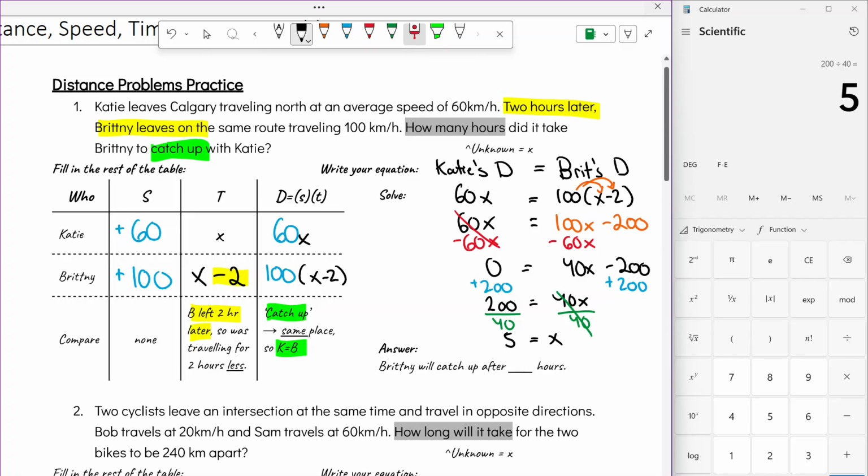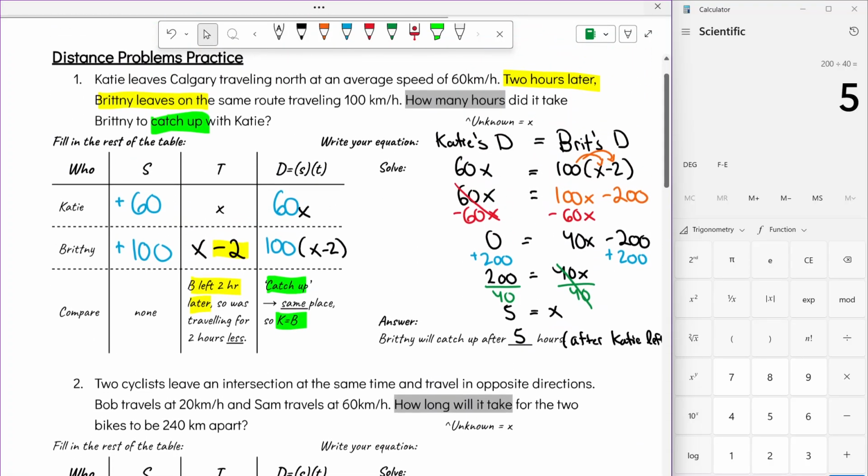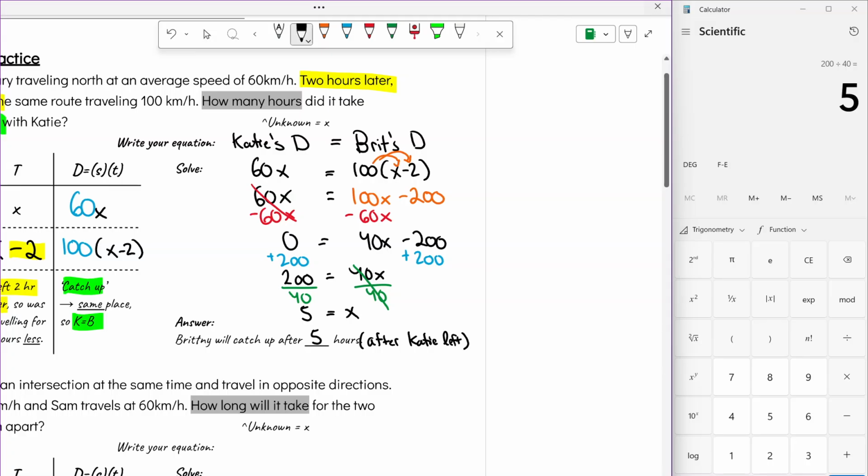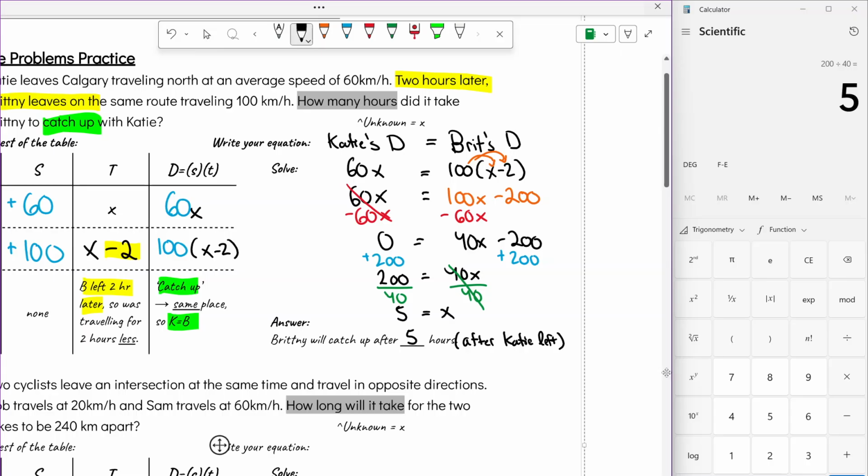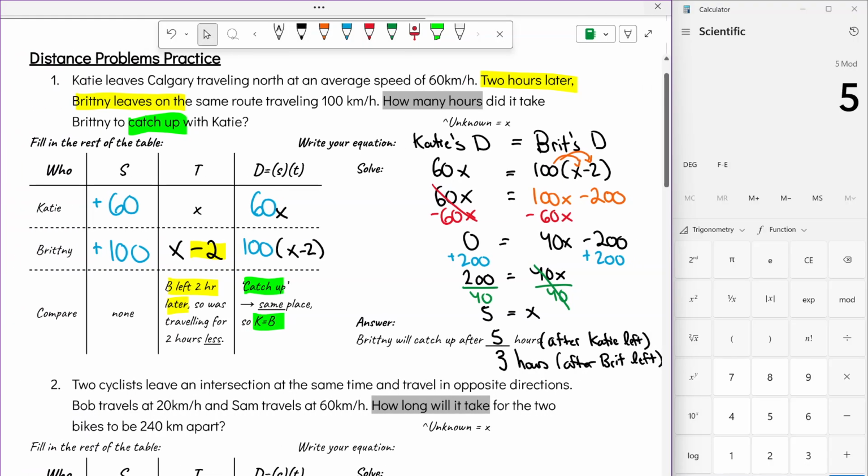Now, if we go ahead and think about our solution, x was originally the time that Katie has been traveling for. And so we could say that Brittany will catch up to Katie after 5 hours. Now, we could be a little bit more specific here and say 5 hours after Katie left. Or alternatively, you could realize that if it was 5 hours after Katie left and Brittany left 2 hours later, we could say 3 hours after Brittany left. So it might be a good idea to just be specific about these hours, given that we could be talking about Brittany's been traveling or that Katie's been traveling.